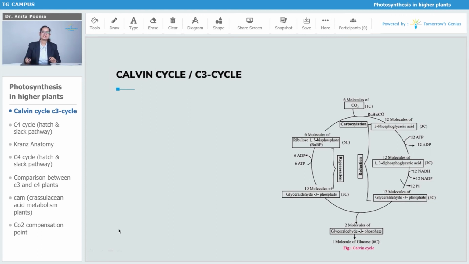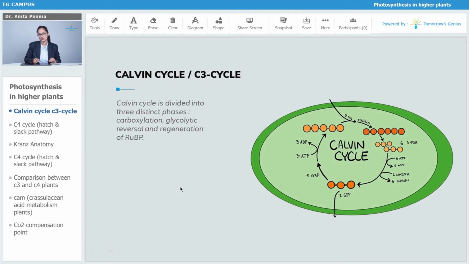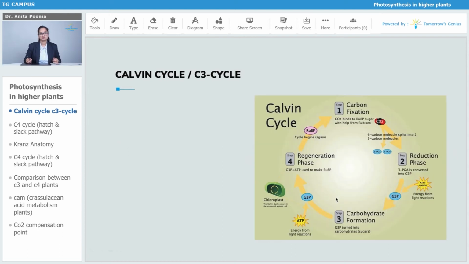Now let's see this whole of the Calvin cycle, the C3 cycle, and understand it well. The Calvin cycle is divided into three distinct phases: carboxylation, glycolytic reversal, and regeneration of the RuBP. So three different phases that you must remember. Carboxylation is one, glycolytic reversal is another, and regeneration of RuBP is a third one.